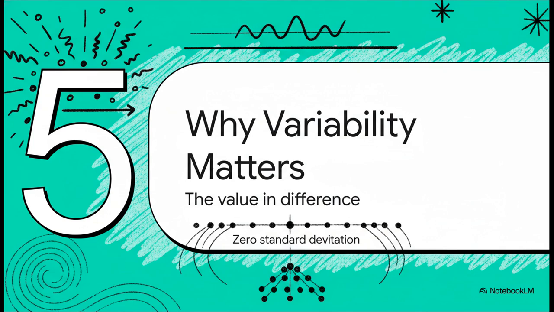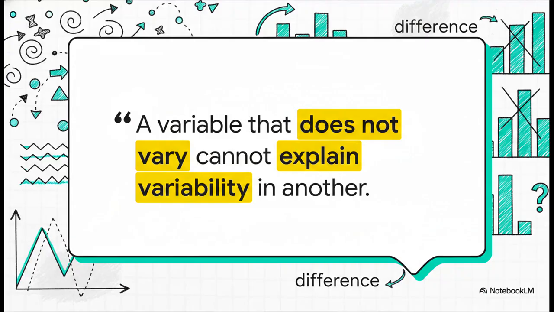So, after all that, what's the big takeaway here? Why should we care about this seemingly tiny statistical detail? Well, it all really boils down to this one powerful idea. To understand a world that's constantly changing, you need data that actually changes too. Information, prediction, understanding, it's all rooted in difference. If your data doesn't vary, it can't explain why anything else varies.